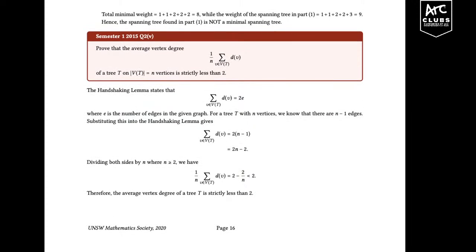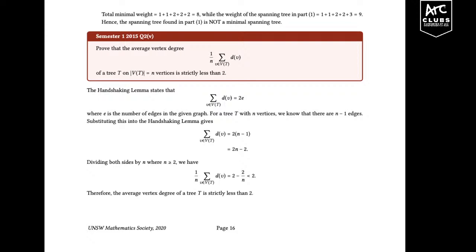Now what we need here is to prove this summation, the average vertex degree. To get this, we divide both sides by n, where n is greater than or equal to 2. Doing that, I get 2 minus 2 on n on my right-hand side, and for n greater than or equal to 2, you know that this will always be strictly less than 2. Therefore the average vertex degree is always strictly less than 2.